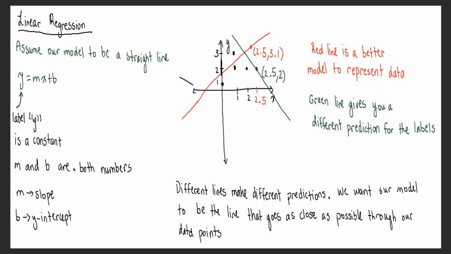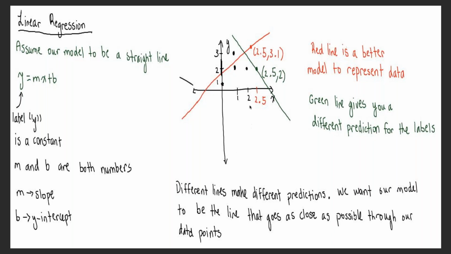m and b are both numbers, where m is the slope and b is the y-intercept. I believe some of you may already know this, but when we talk about straight lines and the form of a straight line, m is the slope of the line and b is the y-intercept.